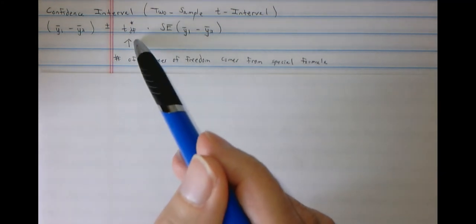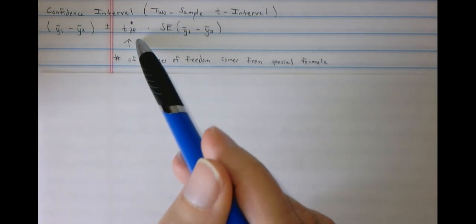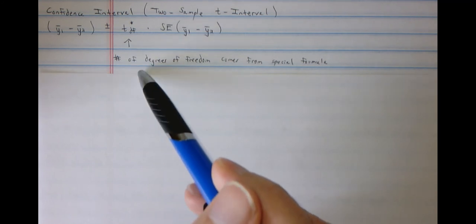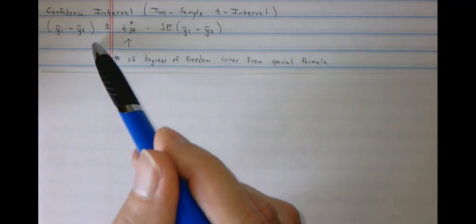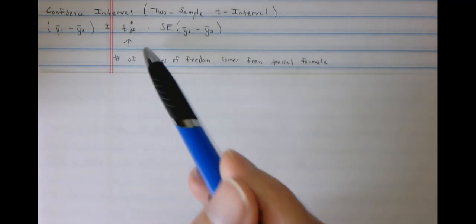We talked a little bit about using the calculator to find the degrees of freedom we need to determine our critical value t star. And so this is how we construct the confidence interval.